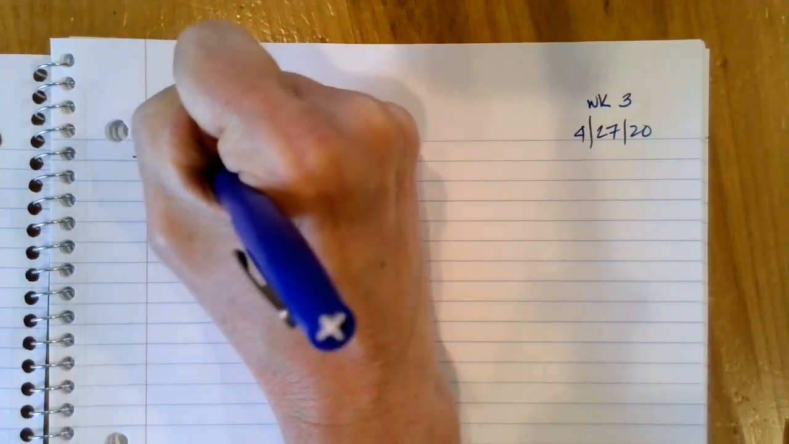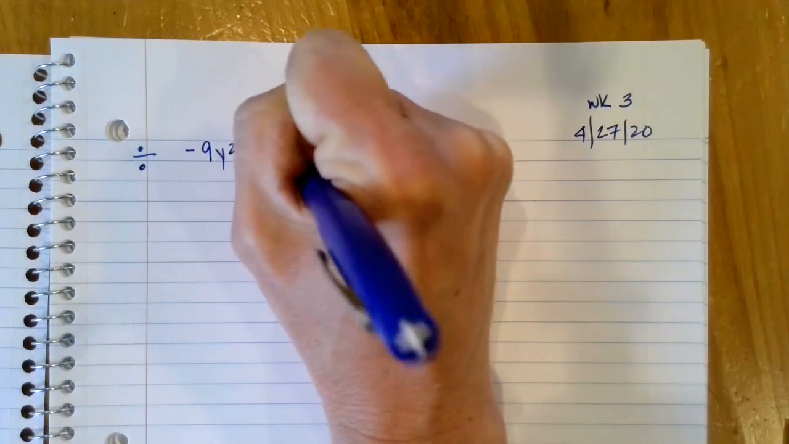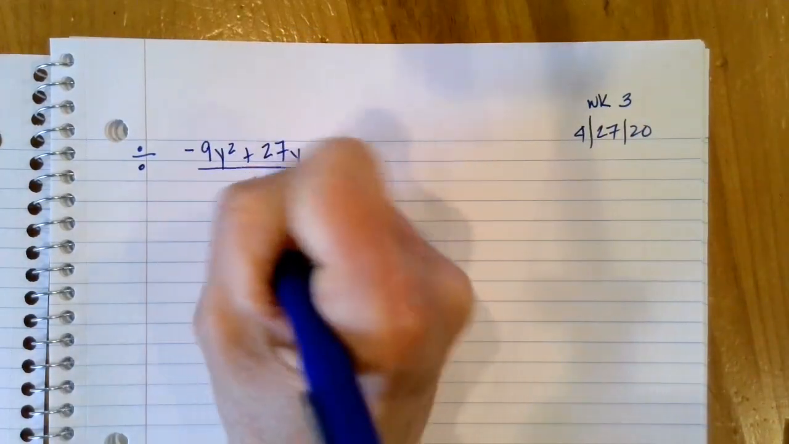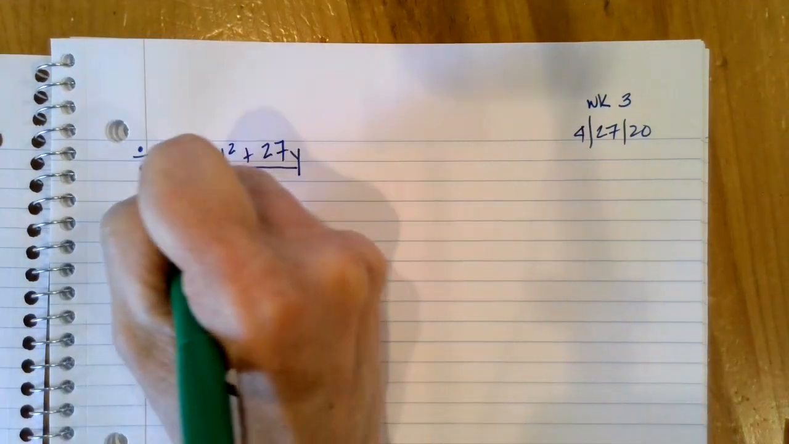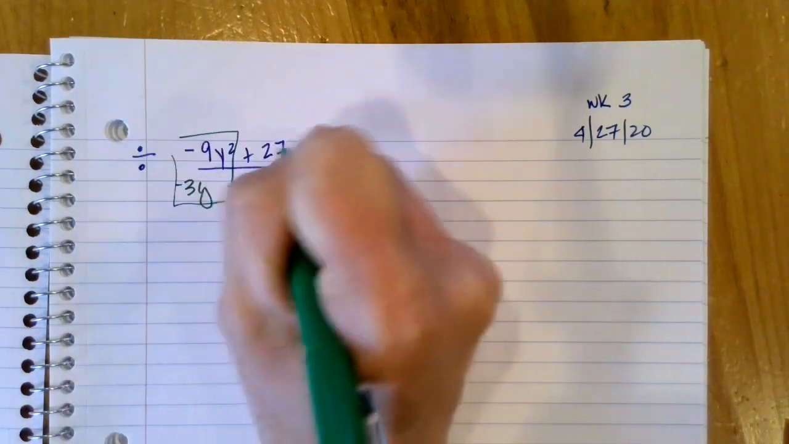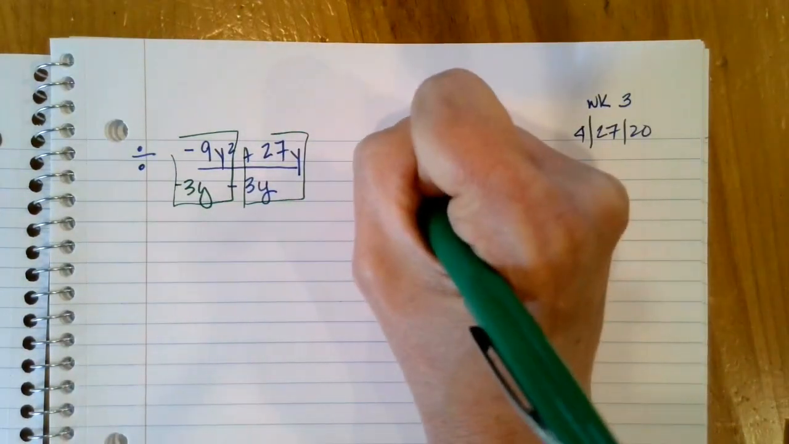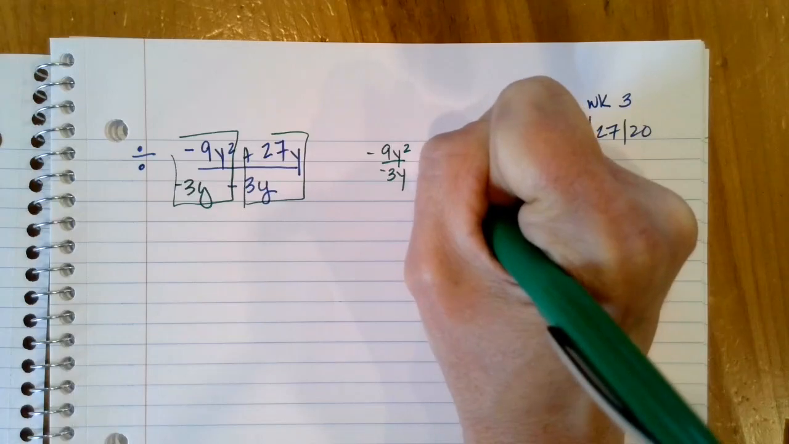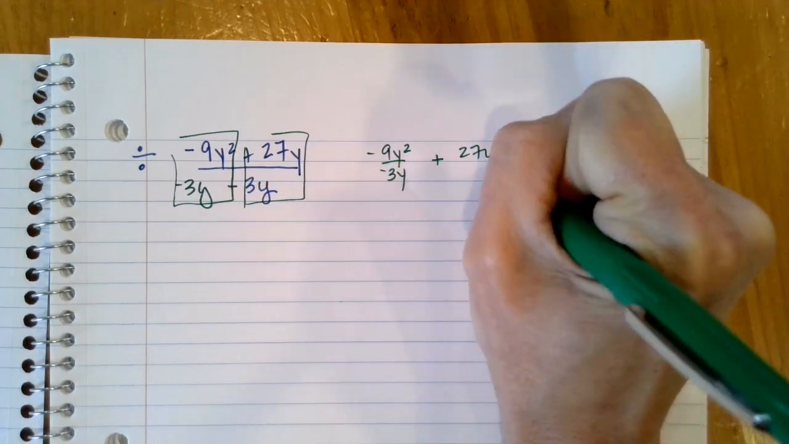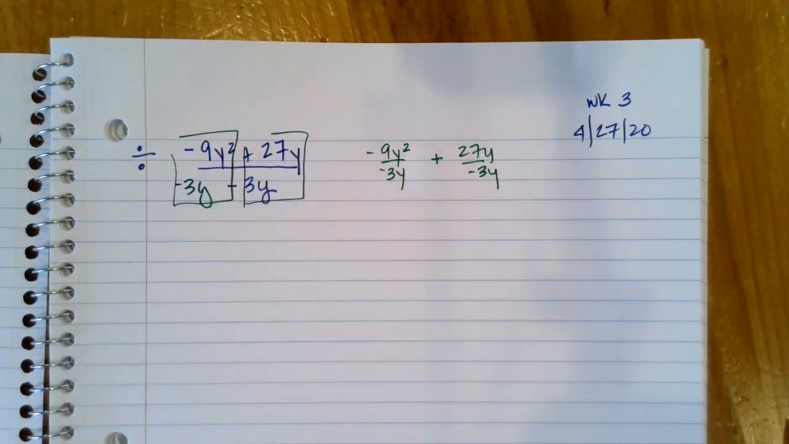If I have negative 9y squared plus 27y, and that's being divided by negative 3y, the way that we talked about it in our last video was to go ahead and divide each of these and distribute that division. So what we want to do is rewrite this as negative 9y squared over negative 3y, and this becomes plus 27y over negative 3y. So we distribute this division to both of these factors.